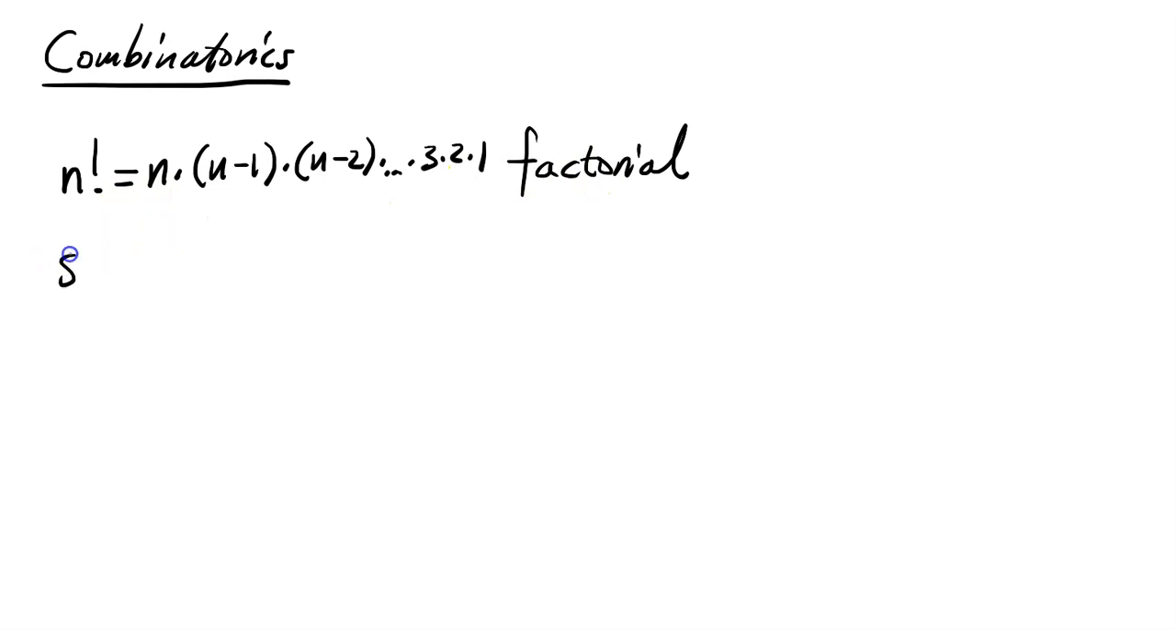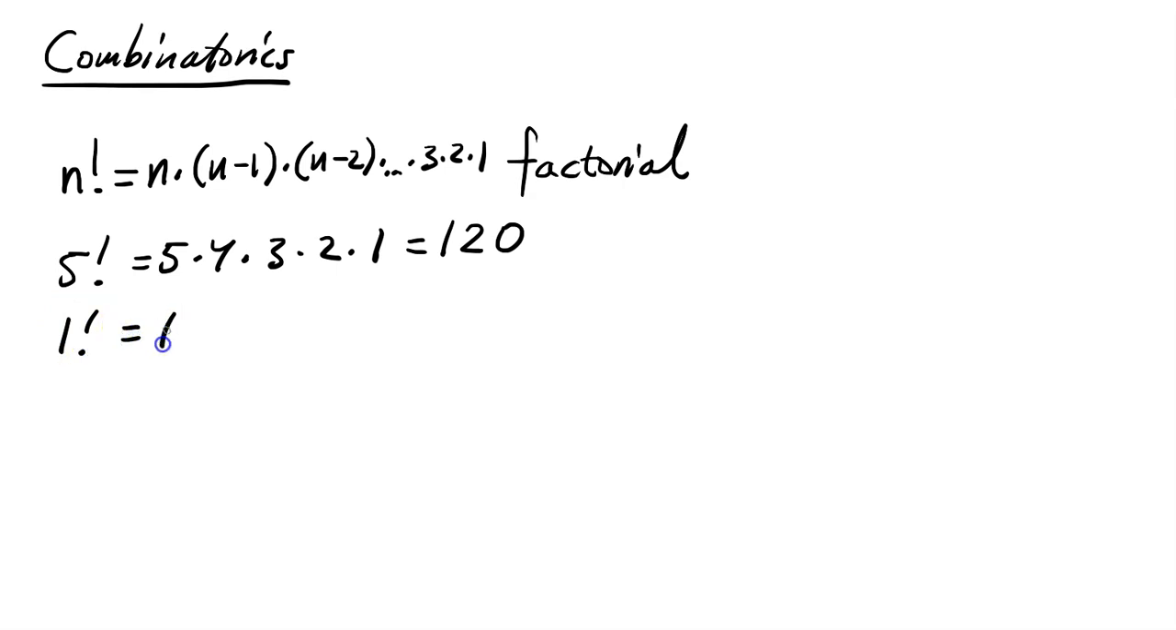So for example, 5 factorial means 5 times 4 times 3 times 2 times 1. Of course, you don't have to write the 1, but it's easier to remember that way. So this is 20 times 6, so 120. And for example, 1 factorial is just 1. 0 factorial you define as 1 to make formulas work also in this case. Okay, so that's the factorial.